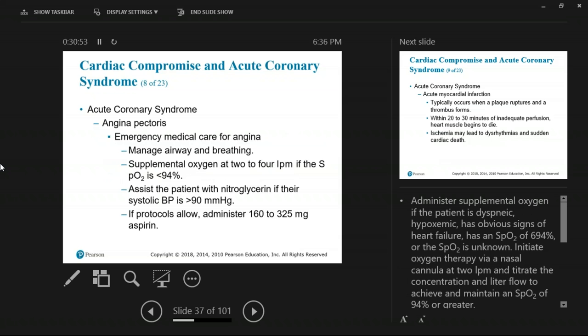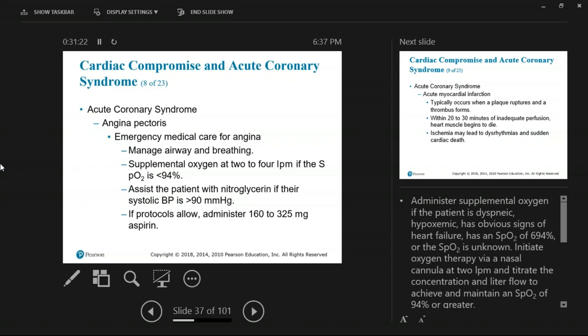So how are we going to manage this person with angina? Manage the airway. Give them supplemental oxygen if they need it, if it's under 94%. They may have to assist them with their medication, but their systolic blood pressure has to be above 90 at your breakoff. It has to be above 90. And they should take 160 to 324 milligrams of aspirin. I know that says 25, but it's actually 24.